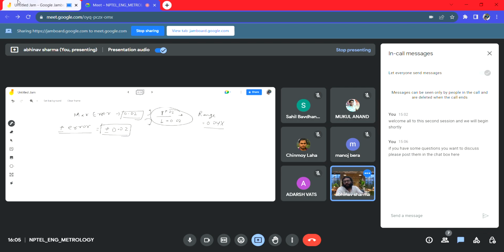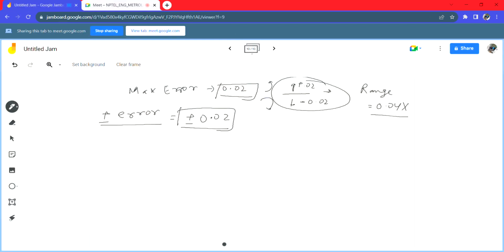Okay. So let's move on to the next question and see one more question of this type. We have a deflecting type instrument and our range is 0 to 112. So my full scale here is FSD, full scale deflection, which is 112 units. It can be anything.